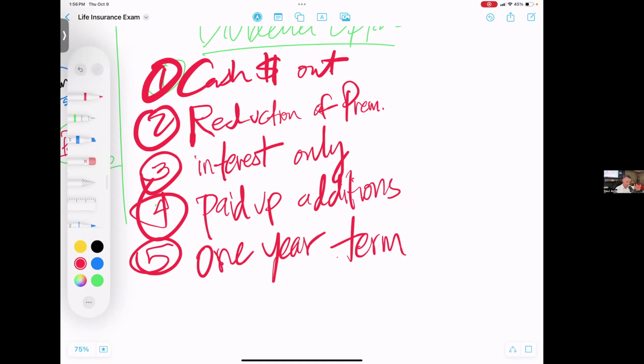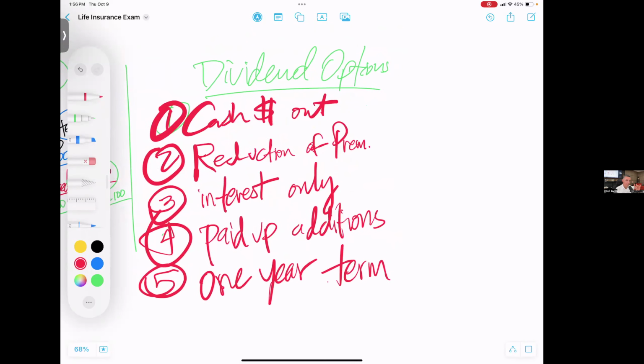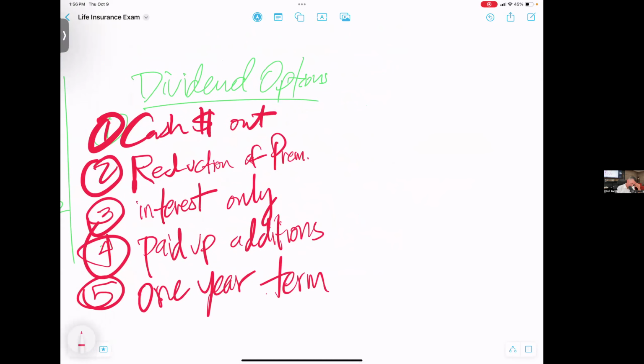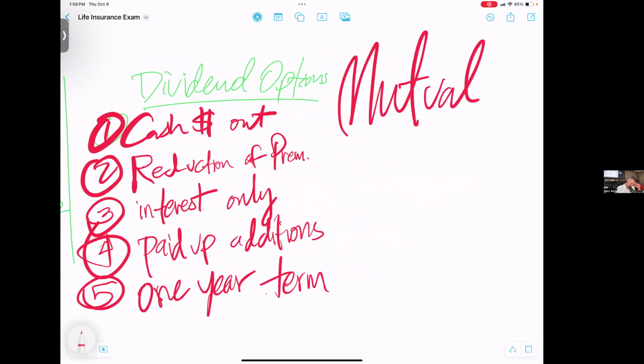Also, are dividends guaranteed? Dividends are not guaranteed. What kind of companies pay dividends? Mutual companies. Yep, mutual companies, like Mutual of Omaha, New York Life, Northwestern Mutual. Are dividends guaranteed? No. You might not get it.